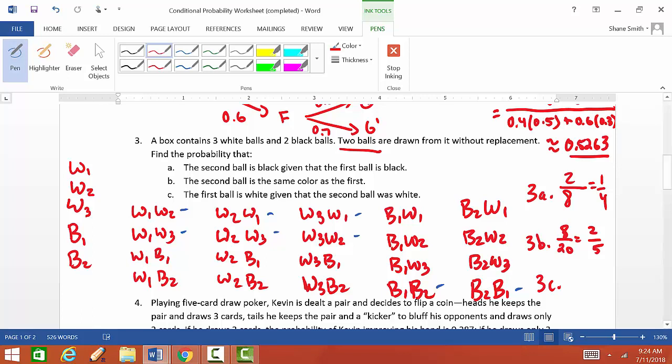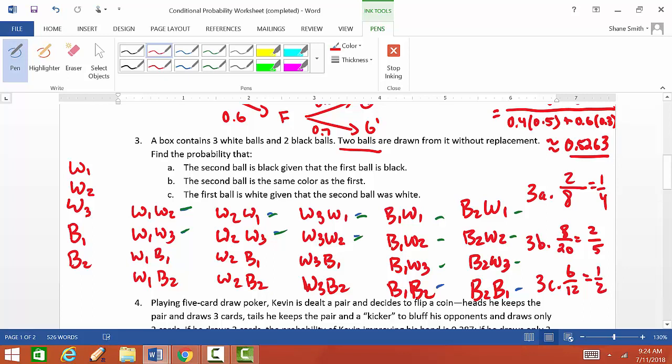And then 3C, the first ball is white given the second ball is white. So how many have the second ball as white? I'll put a green mark next to these. 1, 2, 3, 4, 5, 6, 7, 8, 9, 10, 11, 12. So that's 12. And then how many of those have the first ball white? 1, 2, 3, 4, 5, 6. Looks like the answer is 1/2.